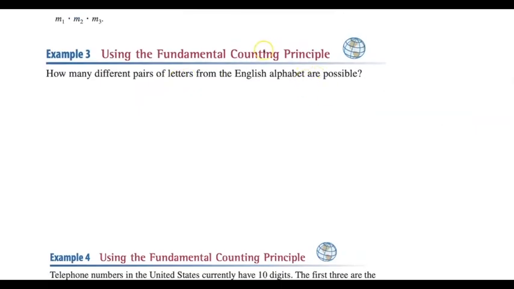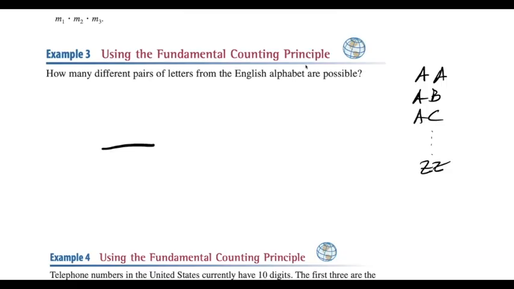This is a good example where we want to use the fundamental counting principle, because what they're saying is A, that's a pair. What about A, B, A, C, and so on until you get to Z, Z? I don't want to write all those out and just count them all up. That's too many. What we're going to do is use the fundamental counting principle.